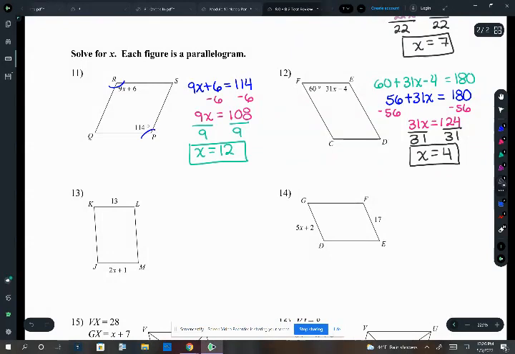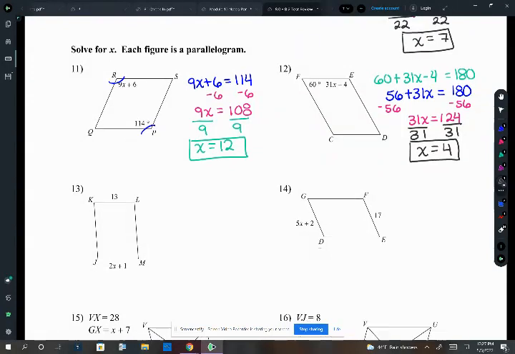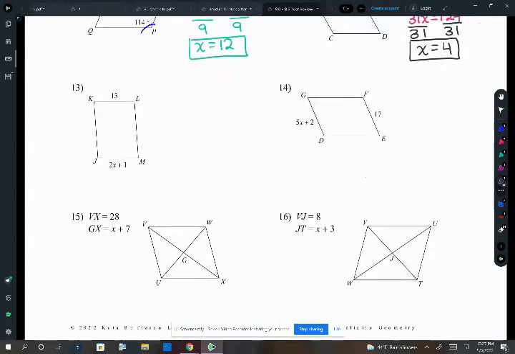All right, so that's again when we're talking about angles of a parallelogram. Diagonal from each other, we set them equal to each other. Next to each other, or consecutive, we always add them together and set them equal to 180.